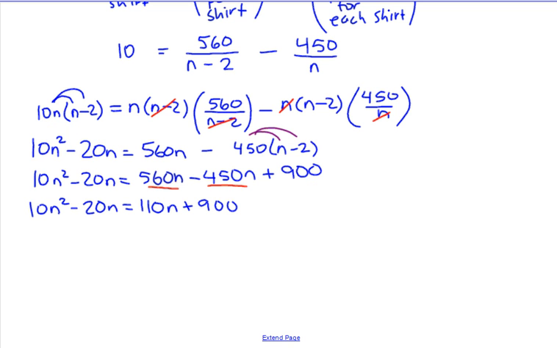Okay. So now we need to bring these two over. Let's do one at a time. So subtract 110n, which gives us 10n squared. What's negative 20 take away another 110? Negative 130n equals 900. And now what? We still want one side equal to 0. Who do we have to move now? The 900. So subtract 900 over.